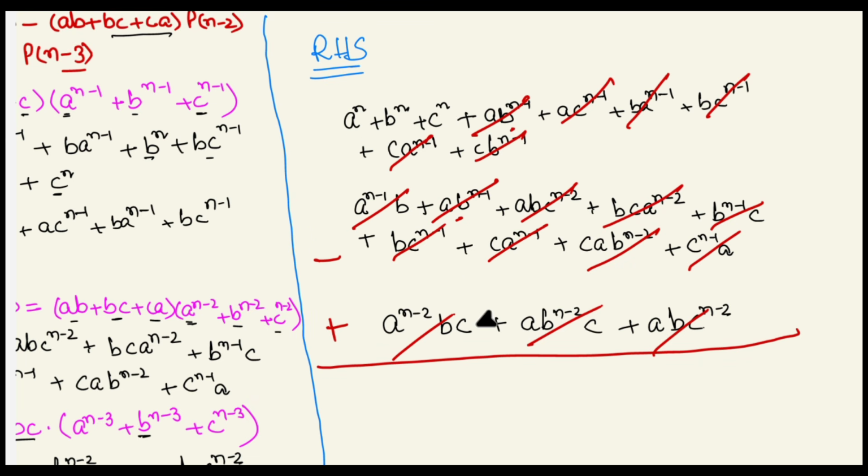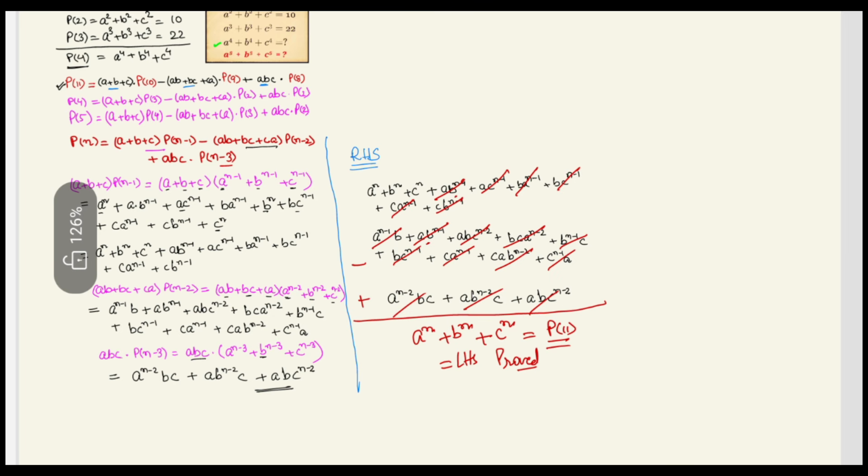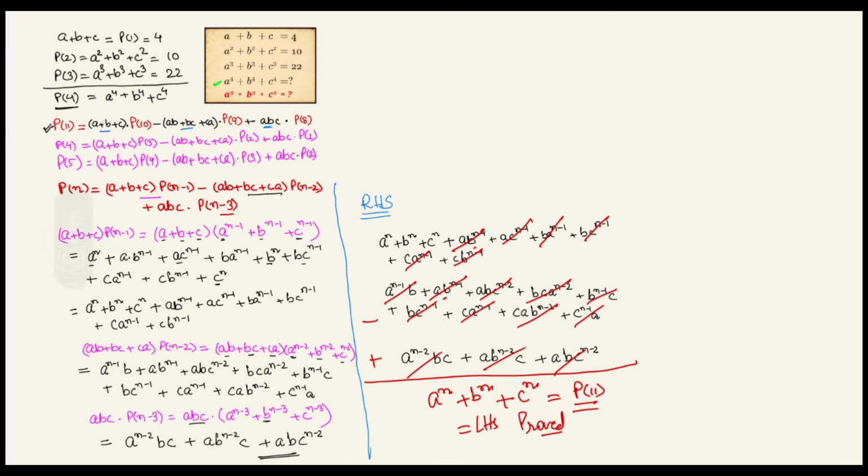What is remaining is a^n + b^n + c^n, which is the polynomial of degree n, and this is what we needed to find. This is equal to the LHS. So proved. So this recursive relation which we have defined here is good. And using this recursive relation, we can find all the values which we need to find.